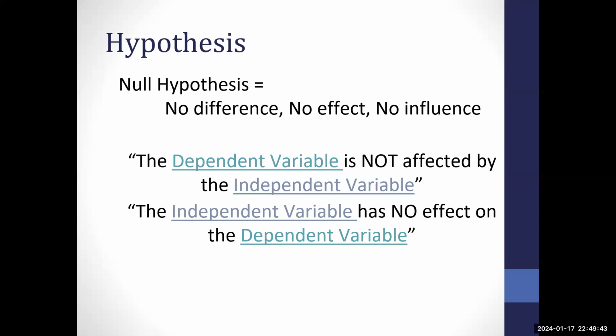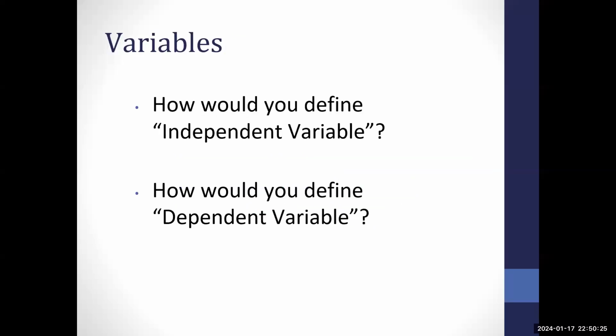So the null hypothesis always basically says that there is no difference or no effect or no influence of one variable on the other. This can be quickly stated as the dependent variable is not affected by the independent variable, or you could say the independent variable has no effect on the dependent variable. You can always just look at a study and plug in those variables into those underlined spots, and that will allow you to state the null hypothesis. Now, I will warn you, most scientists don't state the null hypothesis in their papers. So it's going to be up to you to find this.